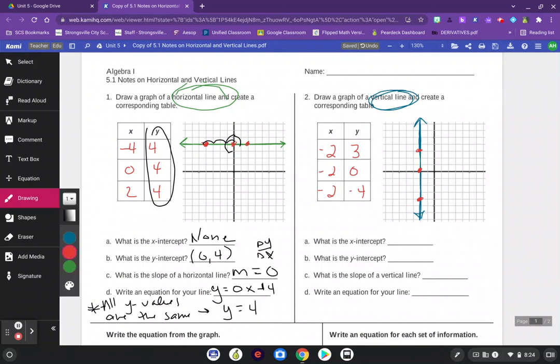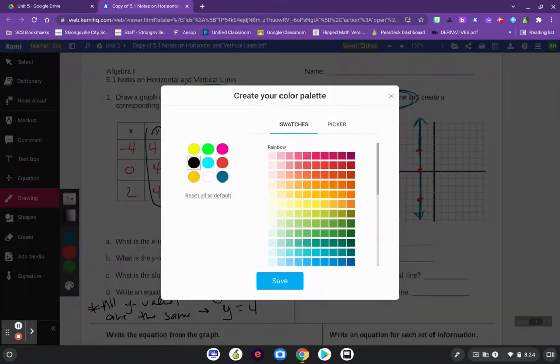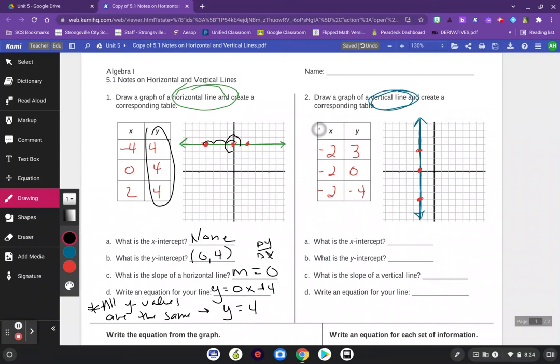Now, again, what I do notice is that all of my x values this time are exactly the same. So this is not a function, by the way. It fails that vertical line test. I have these repeating x values.